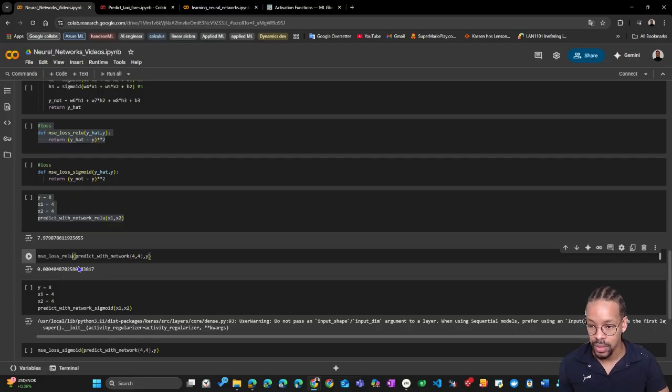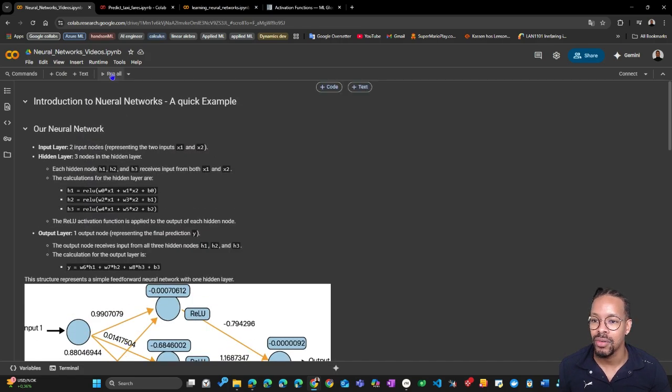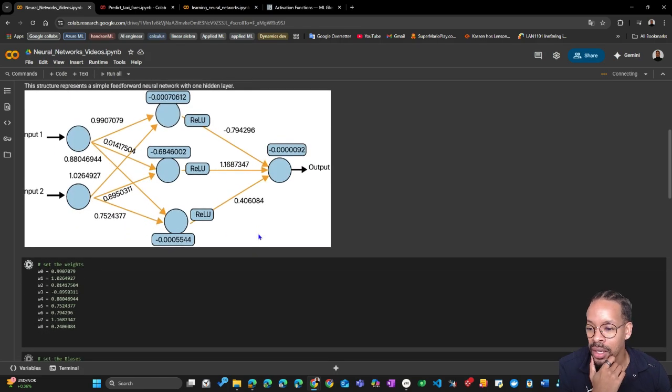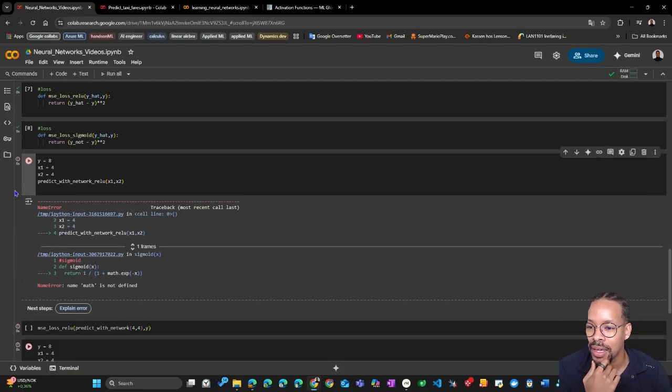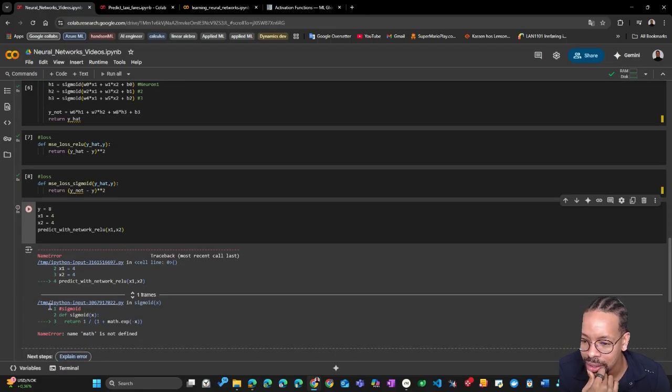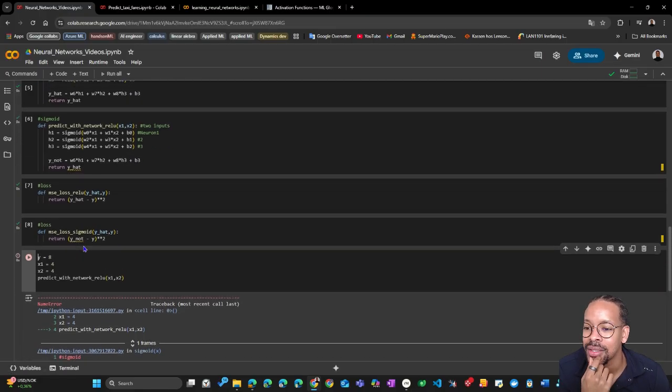So let's see the difference, because we know that the rectified linear unit gives 0 for the negative values, and the positive values keep their own values. But for the sigmoid, we actually squash the numbers between 0 and 1. So let's run all. We have to connect. And guys, just use Google Colab. There's an error here. Predict network with ReLU, math is not defined.